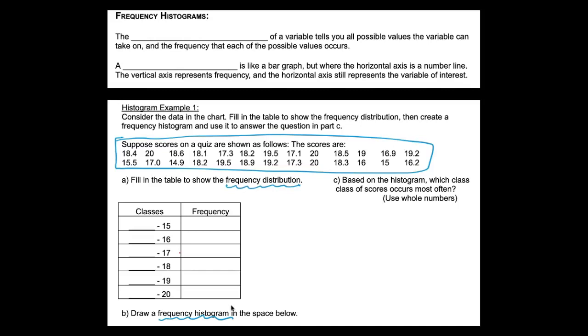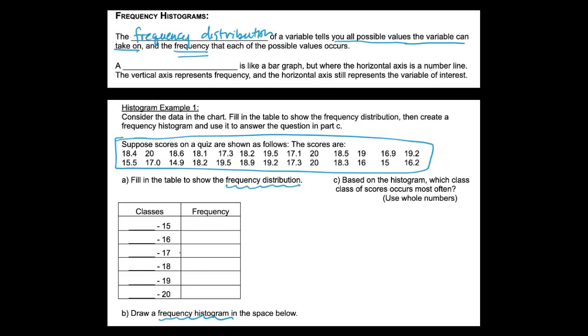So what is a frequency distribution? Well, the frequency distribution of a variable tells you all the possible values that a variable can take on and the frequency that each of the possible values occurs. So let's back up a minute. So all the possible values the variable can take on.